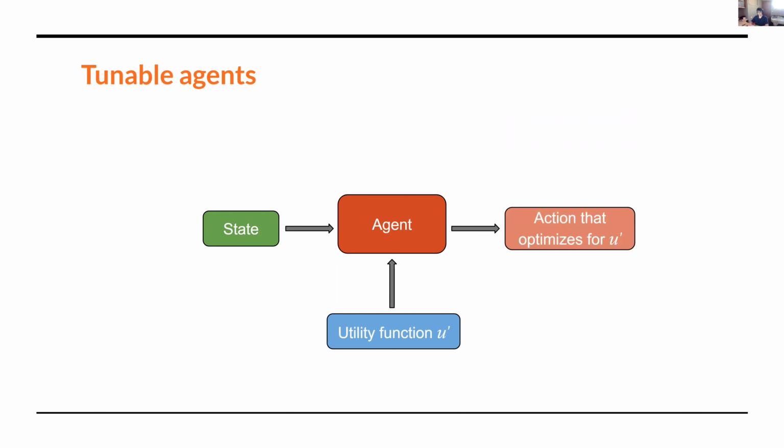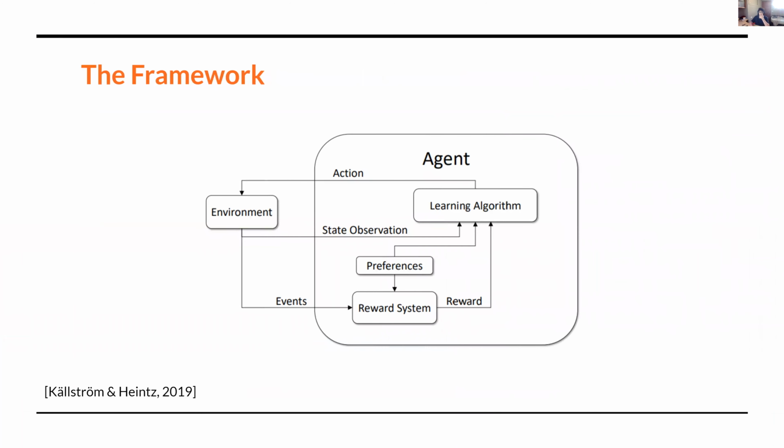A general framework for this was proposed by Castro and Heinz and is shown in this figure. What we can see here is the classical scenario where we have an agent interacting with an environment. However, they're not only interacting via the actions and the state observation, but there is also a reward system that is between them. The reward system takes in input events and preferences and outputs a reward that is fed to the learning algorithm.